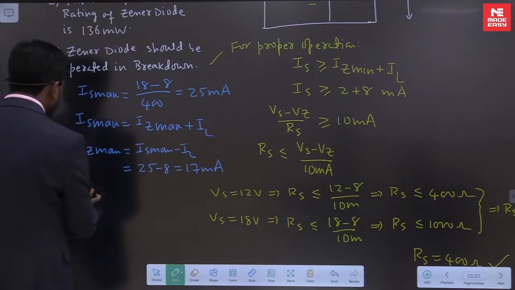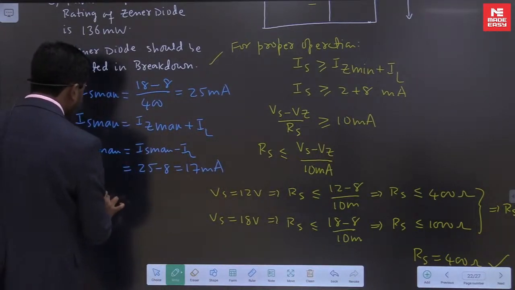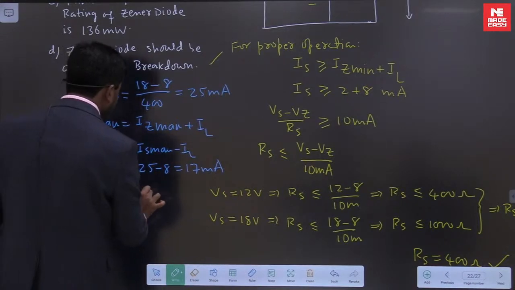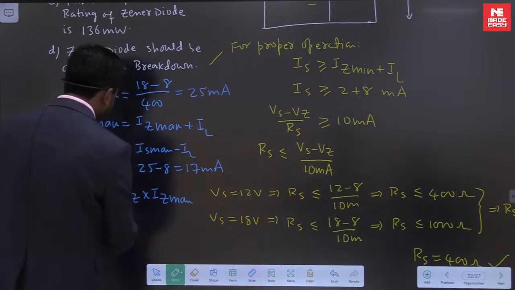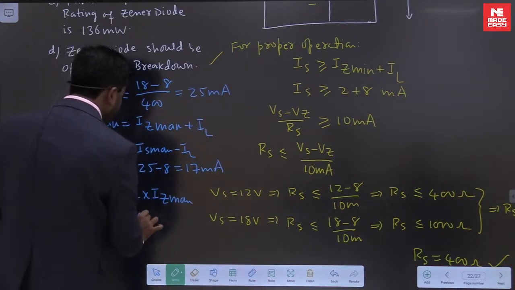फिर हम maximum power dissipation फाइंड कर लेते हैं. PZ max, it will be Vz into IZ max. Vz 8 volt and IZ max 17 milliampere. It will become 136 milliwatt.